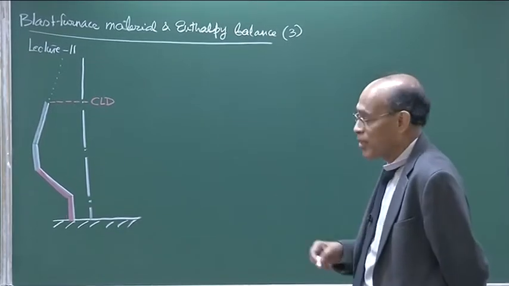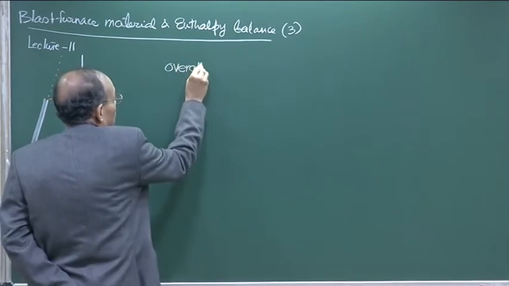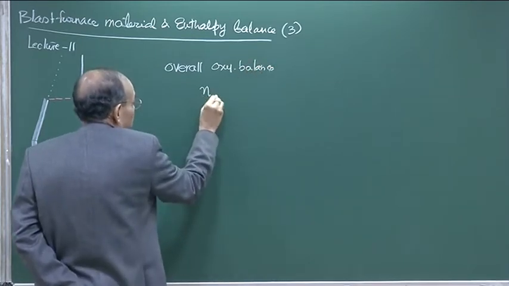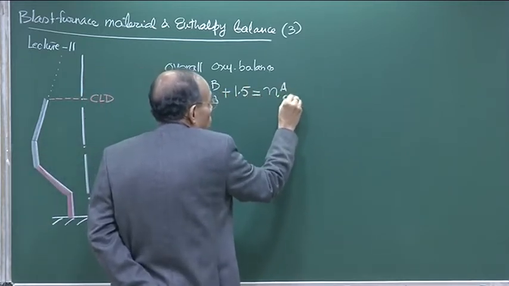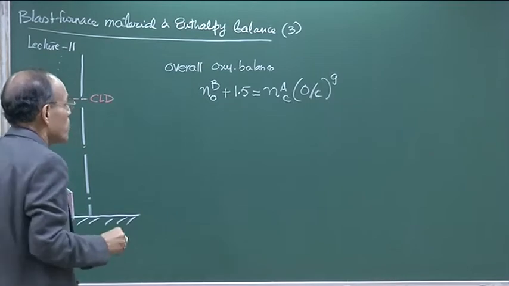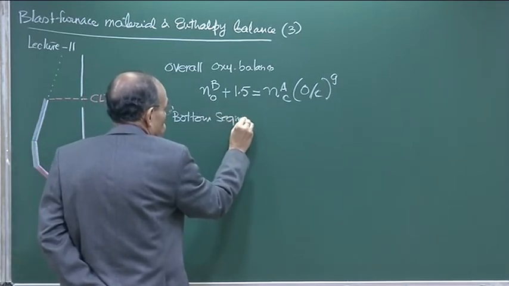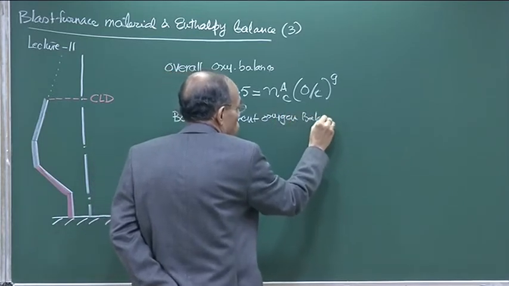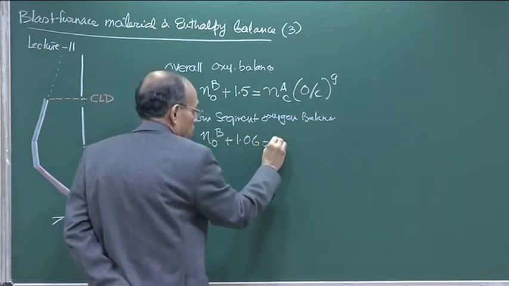So, this is the bottom segment of the furnace, and if you remember, so far I have developed the overall oxygen balance for an idealized blast furnace operation with our standard notation, which are all per mole basis. These are all overall furnace parameters. Then we have the bottom segment oxygen balance, and that is equal to 1.26 is equal to NaC.